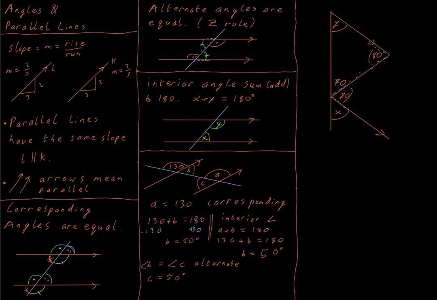Well, how would I use that to find X? Well, I know in total this is a straight line, so it must add up to 180. So I know that 70 plus 80 plus X must add up to the 180 degrees that are in a straight line. So I add my like terms together, and I get 150 plus X is equal to 180. I rearrange my formula. I get X is equal to 30 degrees.